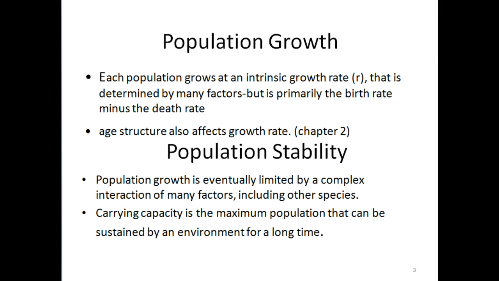Each population grows at an intrinsic growth rate, labeled R, that is determined by many factors, but is primarily the birth rate minus the death rate. Each age structure also affects the growth rate, which we talked about in Chapter 2.